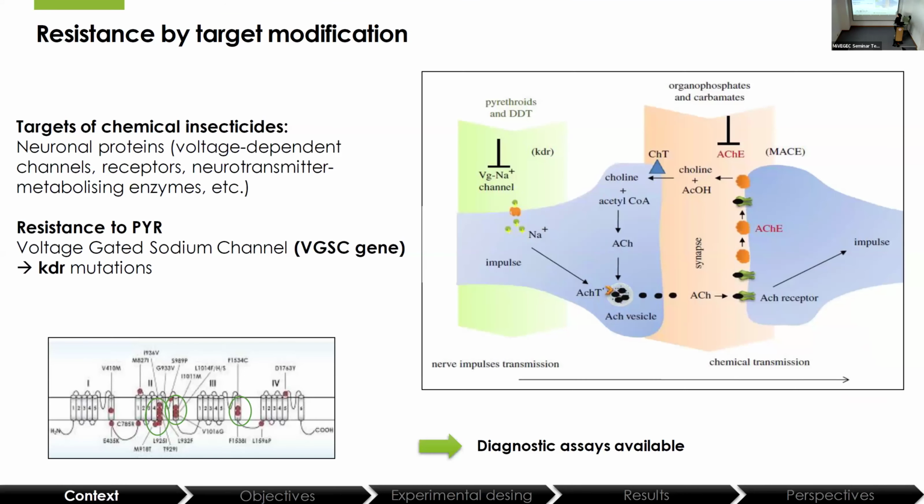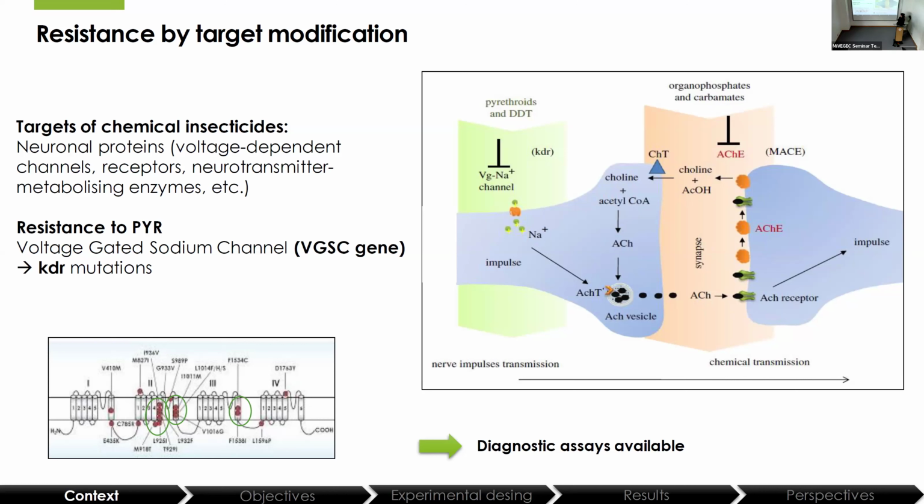So to be a bit more precise about resistance by target modification, usually the targets of chemical insecticides are neuronal proteins. So they can be voltage-dependent channels, they can be neurotransmitters or receptors, or neurotransmitter-metabolizing enzymes.